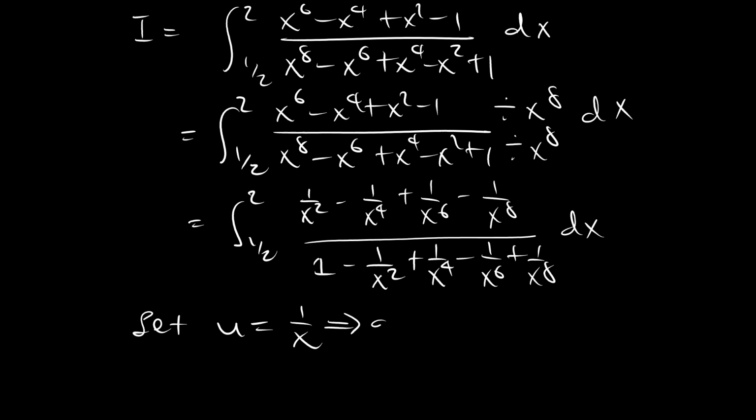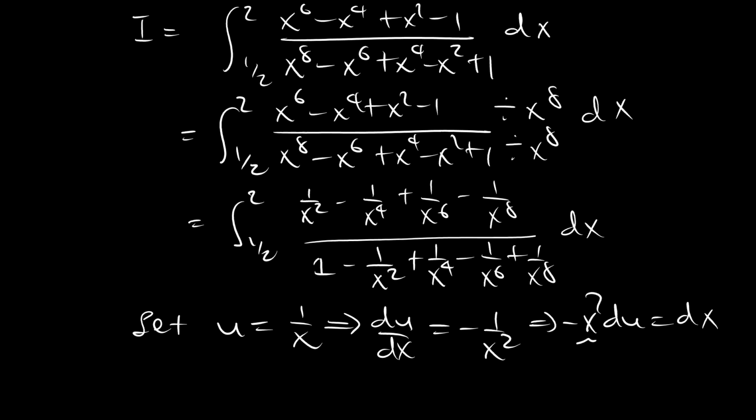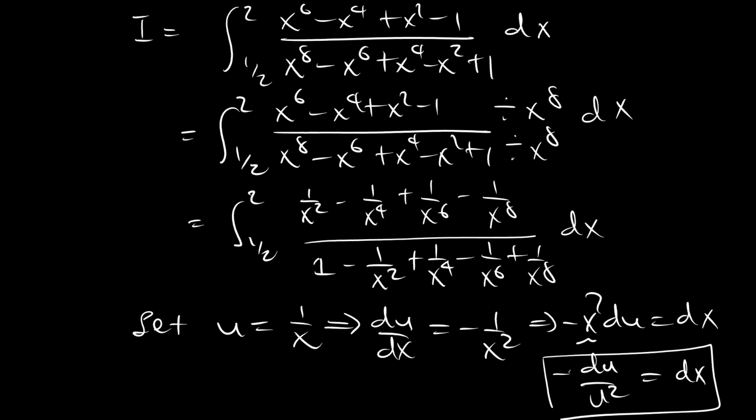What that means is that du dx is equal to negative 1 over x squared, meaning that negative x squared du is equal to dx, and this here happens to be 1 over u squared, so we have negative du over u squared is equal to dx. Important. Now, what about when x equals a half? u would be equal to 2. When x equals 2, u would be equal to a half. And so, in a way, the limits have inverted.